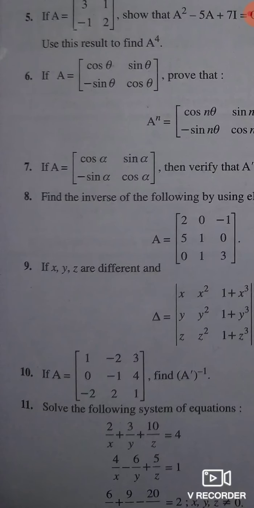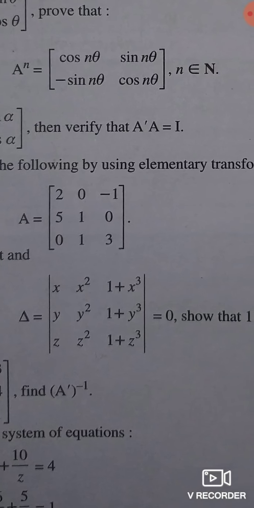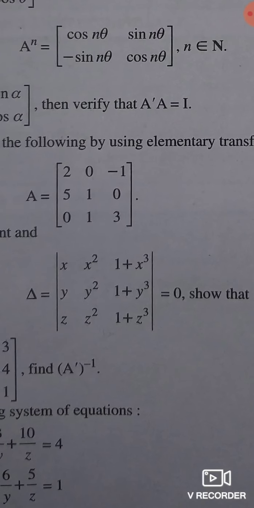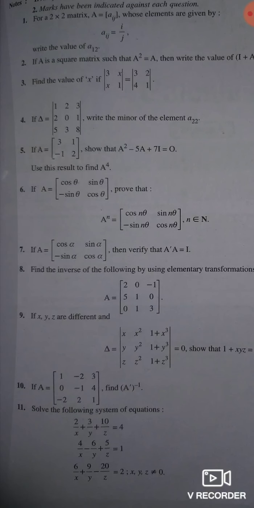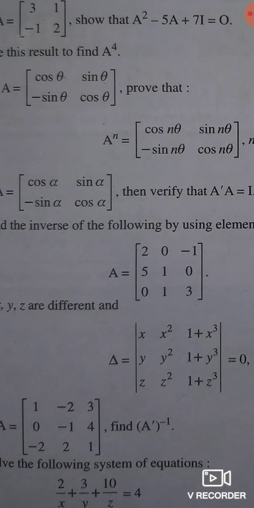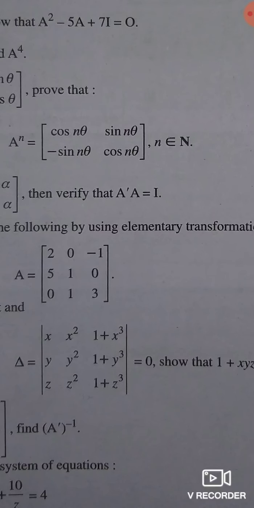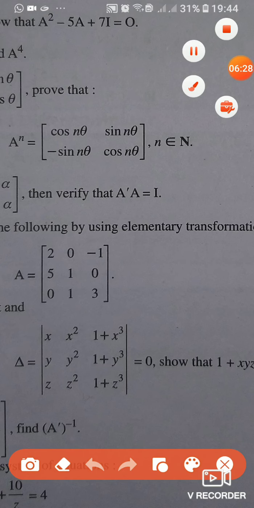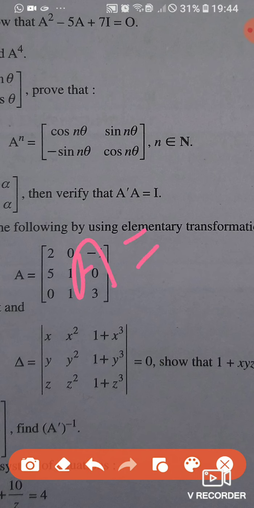Now come to question number 8. Find the inverse of the following using elementary transformation. I have already told you, you will apply valid operations for question number 8. I will just give you a hint on how to solve this problem. Let us suppose you are applying row operations, you will write A equal to IA. And you will apply the row operation on the left hand side and the same operation on the right hand side.